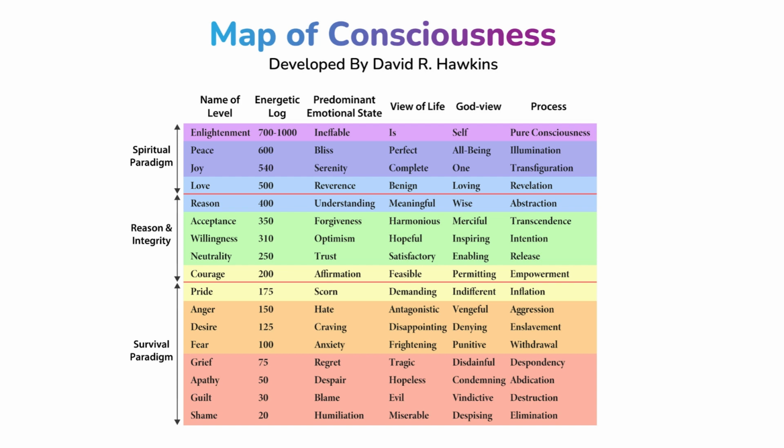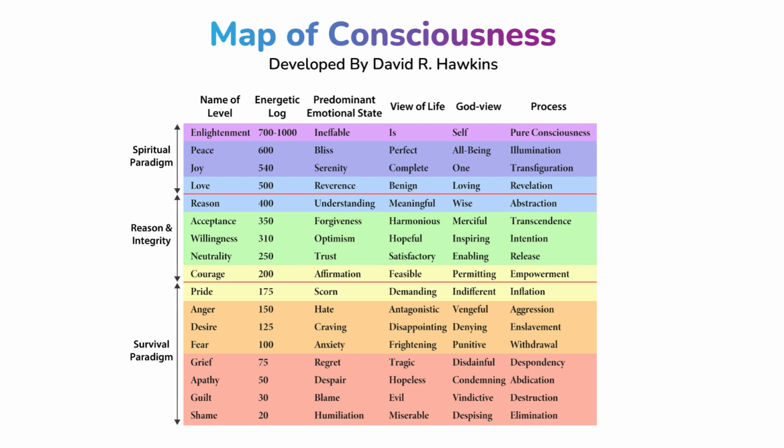Now here are some key levels on the map of consciousness along with examples and how they influence our approach to power versus force. Guilt is at level 30 in the map of consciousness. At this level, individuals experience a sense of self-blame and remorse. They might be burdened by past mistakes and find it very difficult to forgive themselves. Fear is at level 100.